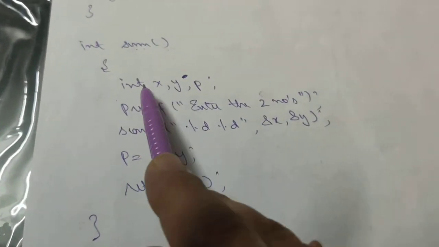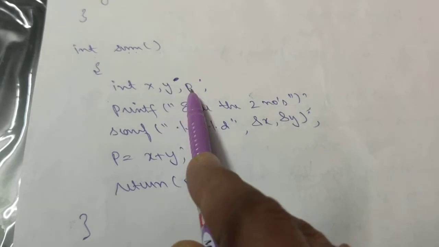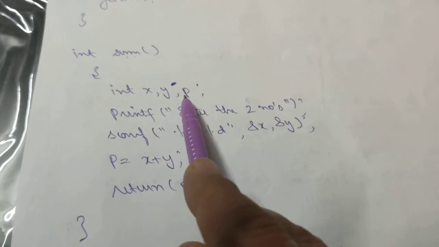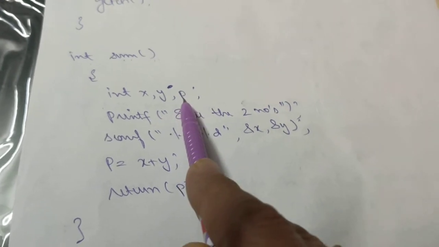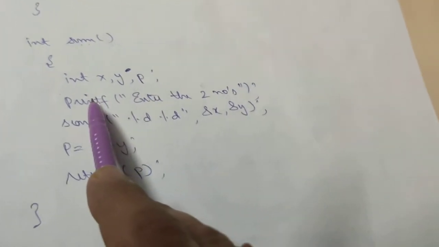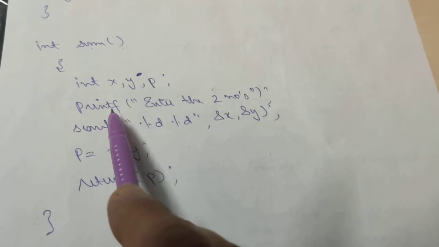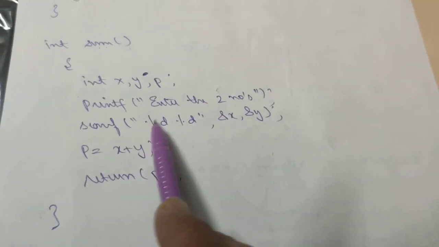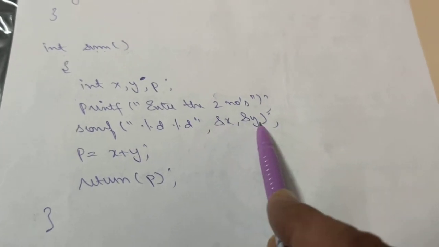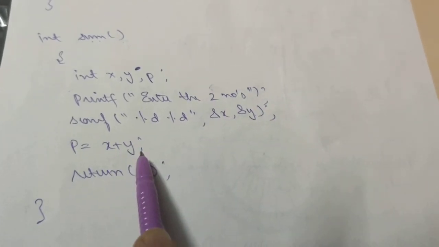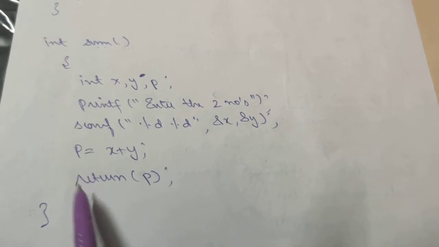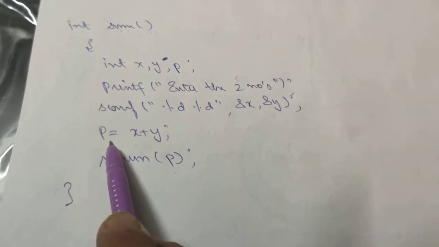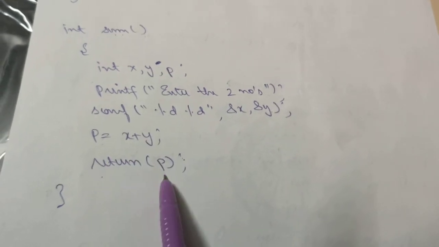So in the function sum we have declared three variables x, y and p. x and y will be the two numbers that we are going to add, and we will store the result in p, and finally we will return the value of p. So we read the two variables here in the function sum only. Printf enter the two numbers, scanf %d %d, &x, &y. Then we add x and y and store the result here in p, and finally we use the return statement and return the value of the sum, which is stored in the variable p, as return p.